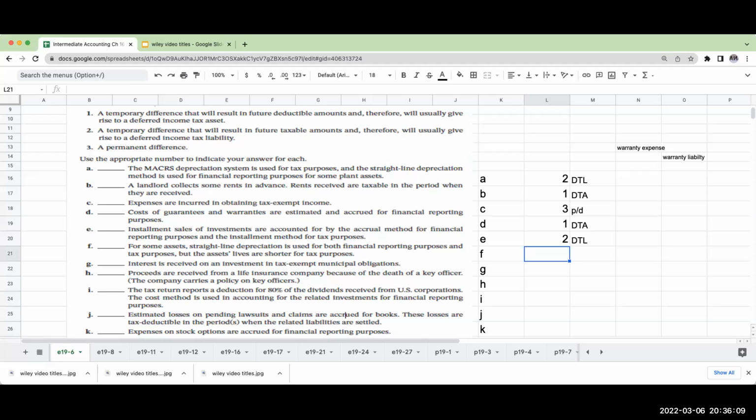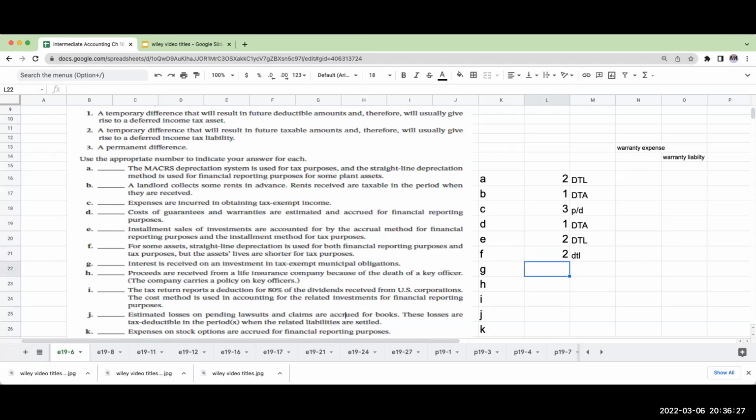For some assets, straight line is used for both financial and tax, but the asset's lives are shorter for tax purposes. If my asset lives are shorter, that's going to generate more depreciation expense earlier on. This is going to be a deferred tax liability.